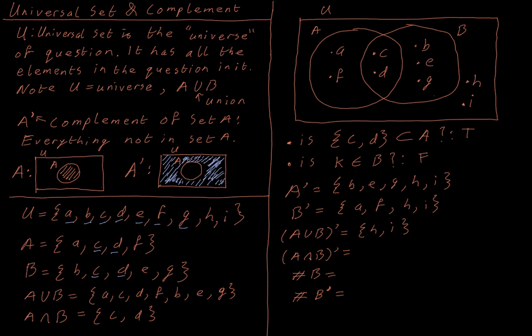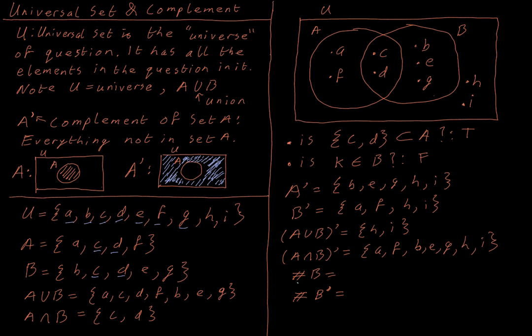And A intersection B complement, well, A intersection B is the overlap or the crossover of A and B, what's in both. And we want not that, so it's going to be A, F, B, E, G, H, and I. So, curly brackets: A, F, B, E, G, H, and I.